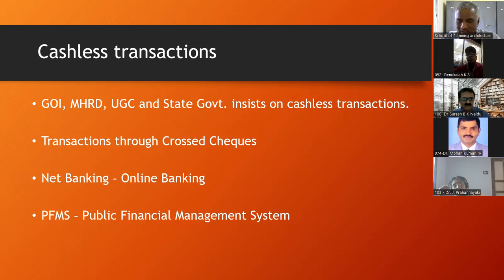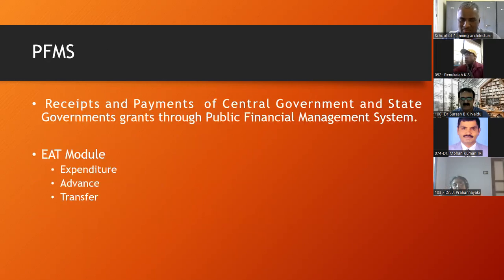The central government has one very important platform for making payment. This is called the Public Financial Management System. This is called PFMS. You are familiar. Suppose you want to get money, RUSA funds or central government funds will be dispersed through PFMS. Under the PFMS, receipts and payments of central government and state government grants go through the public financial system.